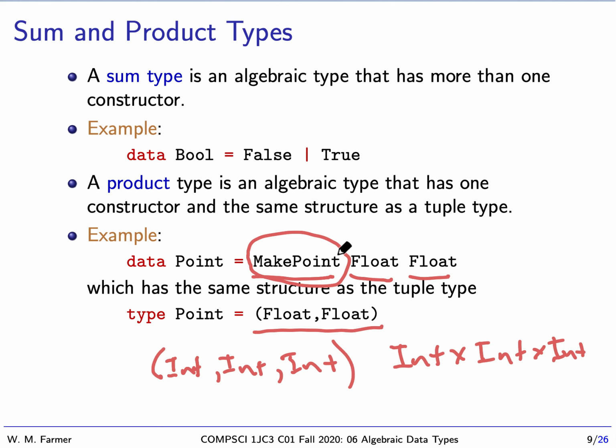Okay, so that's what sum and product types are. We're going to stop here, and then we're going to continue with more algebraic types in our next lecture.